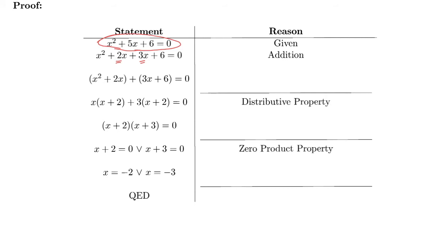Then what we're going to do here is apply association. By introducing those parentheses here, I'm now associating these two terms with each other and these two terms with each other. And remember, I can do that. You can totally do that. There's not a problem there. This expression is equal to this expression. The association there has done nothing.